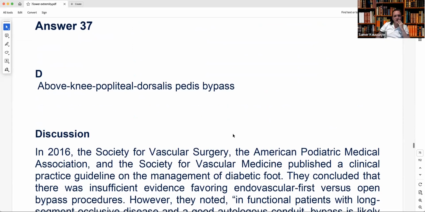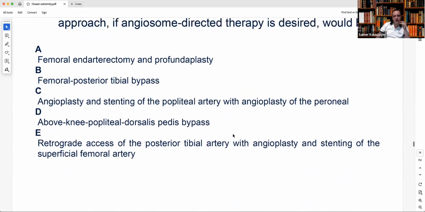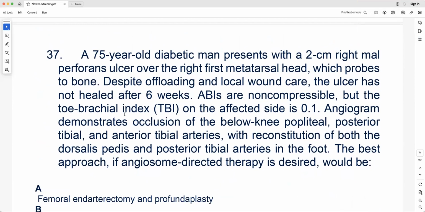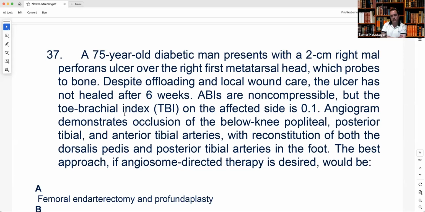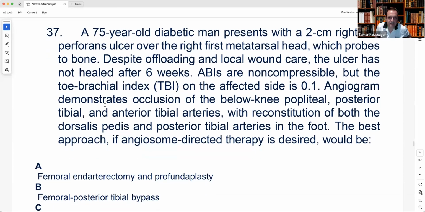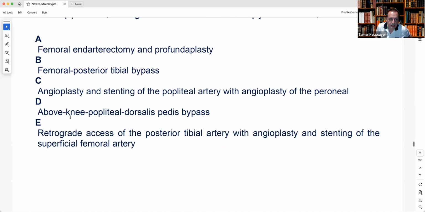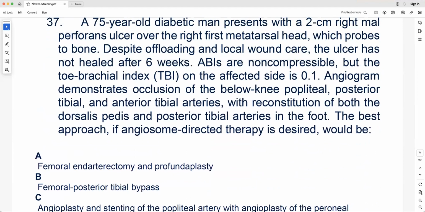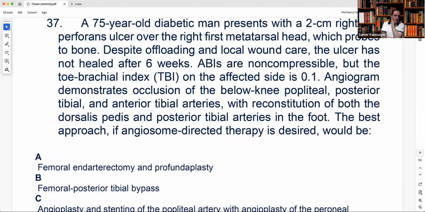Above knee popliteal to dorsalis pedis: no, unless they mean the dorsum. But they said malperforans also, a malperforans in a neuropathic ulcer, which has to be on the plantar aspect, the right metatarsal head, probing to the bone. Any suggestion? I don't think I would do it. If I do a bypass, I will go to the posterior tibial. With the dorsalis pedis, you're also going to have a problem with wound closure.